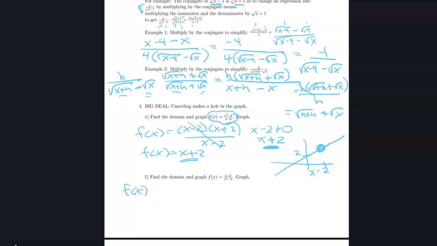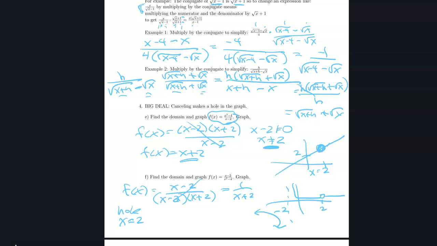So f of x is equal to x minus 2 over x plus 2. So the x minus 2's cancel, so I'm left with this. Okay, so this is like a hyperbola. The asymptote is at negative 2, so it looks like this. It's like the 1 over x graph, but there's a hole. So the hole is at x equal 2. It's the same factor, so when x is 2 over here, you have to put a hole.